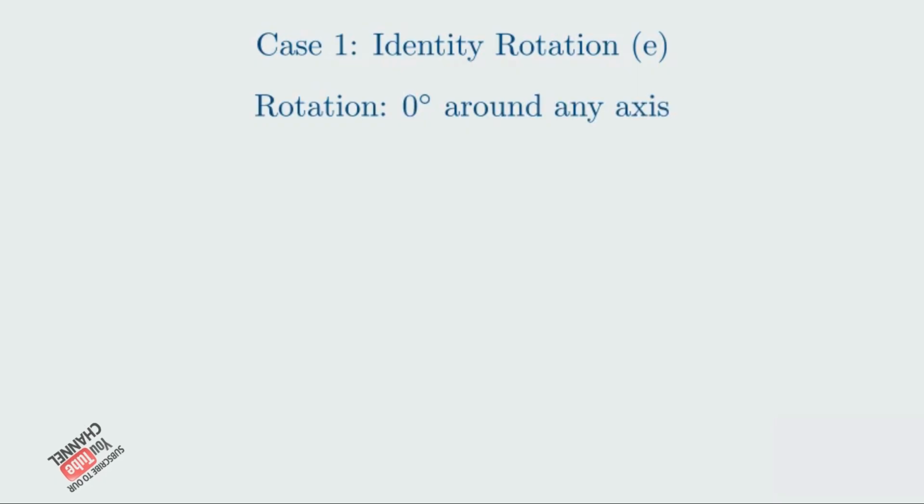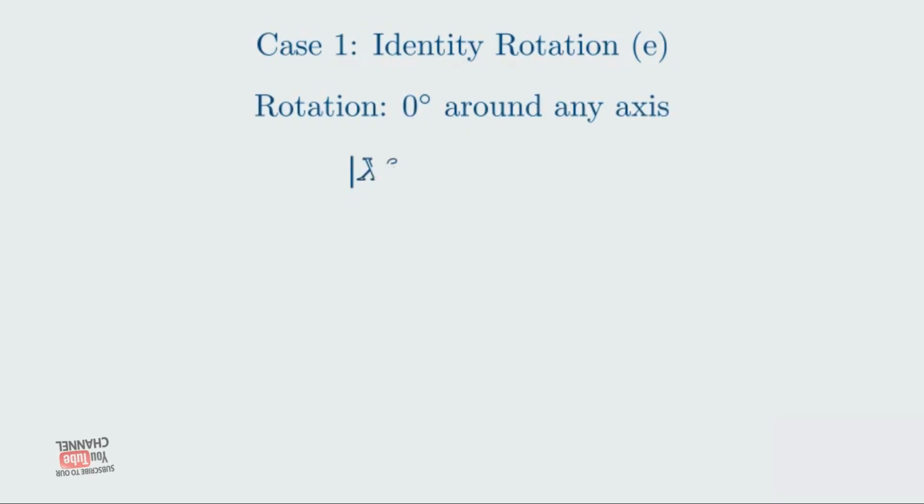Now, let's categorize the 24 rotation elements. We can do this by their axes of rotation. Remember, for each g in G, we must find X sub g, the number of colorings fixed by that rotation. Our first category is the most obvious one, the identity rotation. The identity, denoted e, doesn't change anything at all. It fixes every single coloring in our set X. Case 1. Identity rotation, e, rotation 0 degrees around any axis.